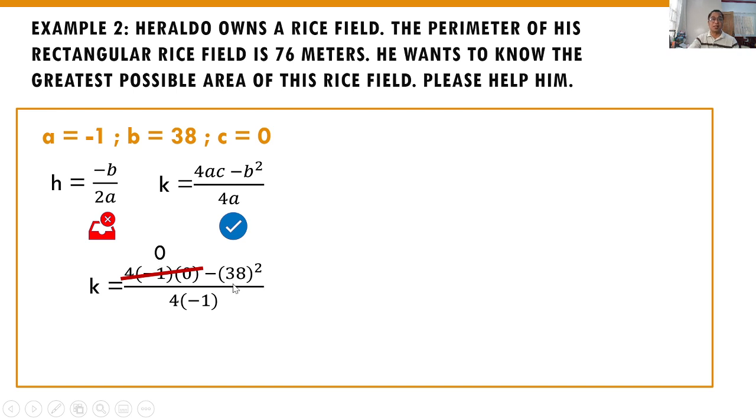the square of 38. Ulitin ko, yung minus dito, sign of operation. Hindi siya kasama sa a square. So, meron pa rin negative tayong magiging sagot dito. Over 4 times negative 1. So, simplifying this, negative 1,444 all over negative 4. So, makakancel yung negative, positive din magiging sagot. So, k is equal to 361. And this 361 is basically the greatest possible area.